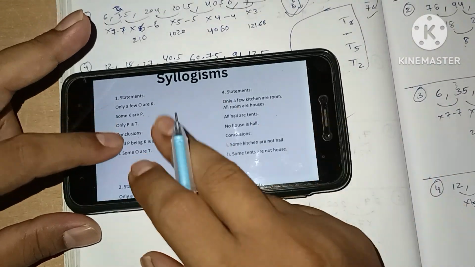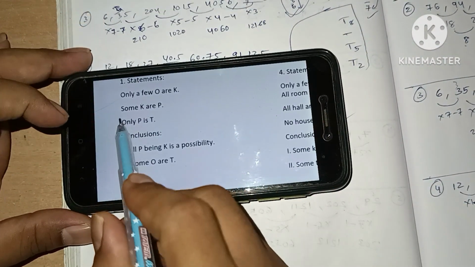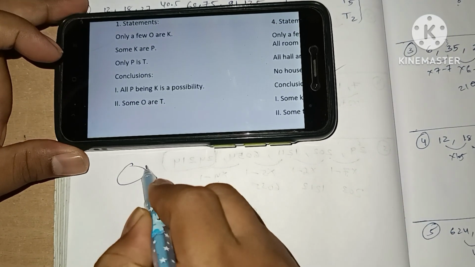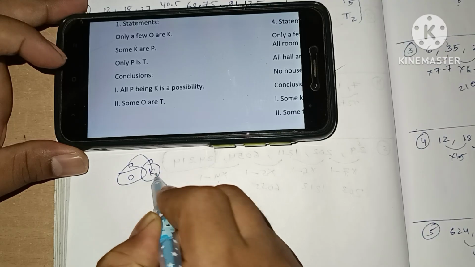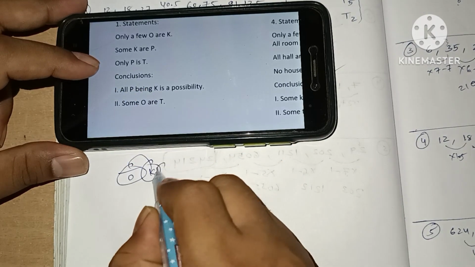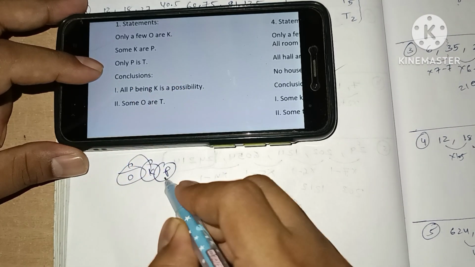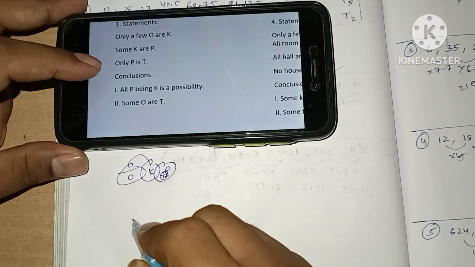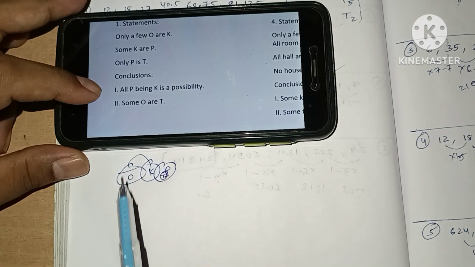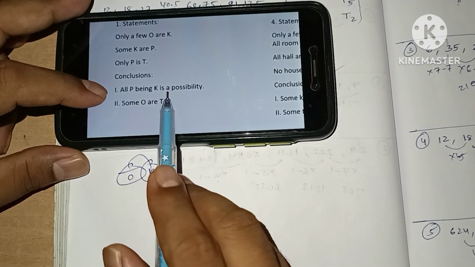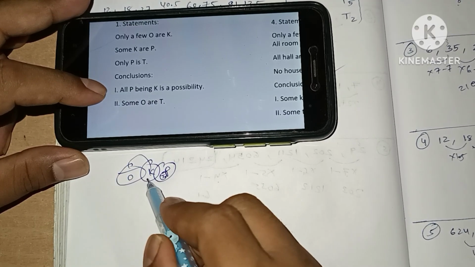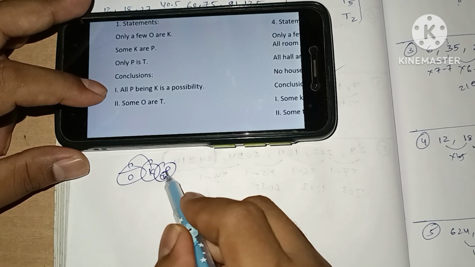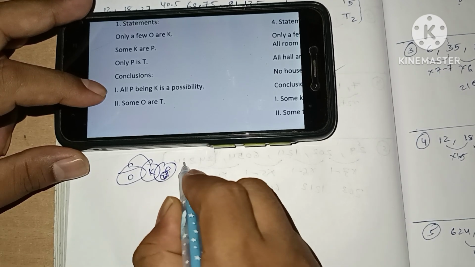Syllogisms, first question. Only a few O are K, some K are P, only P is T. So T is inside P and doesn't share with anything except P. Let's see conclusions. All P being K is a possibility. All P can be placed inside K. It is not possible because of this T. T doesn't share with anything except P. So the first conclusion will be false.